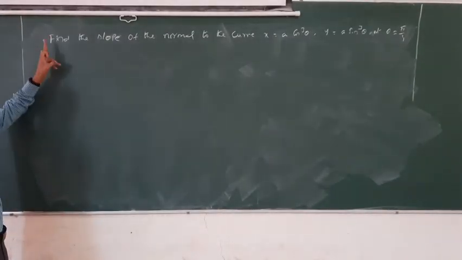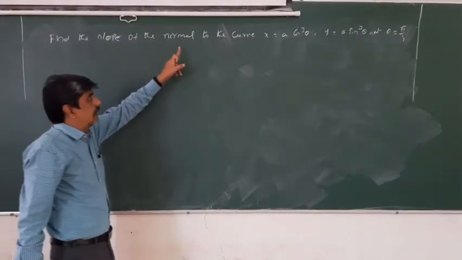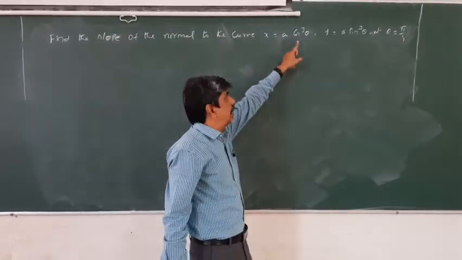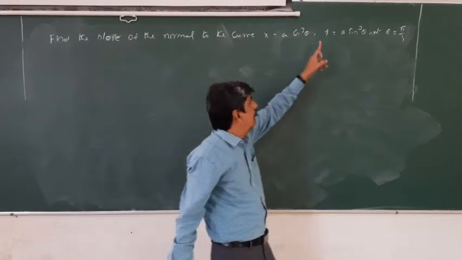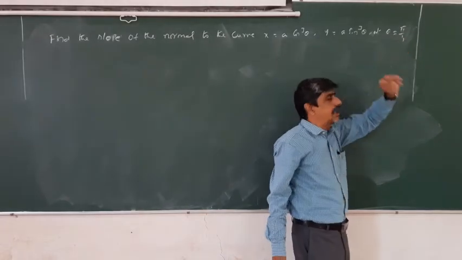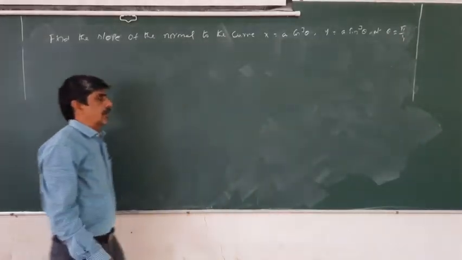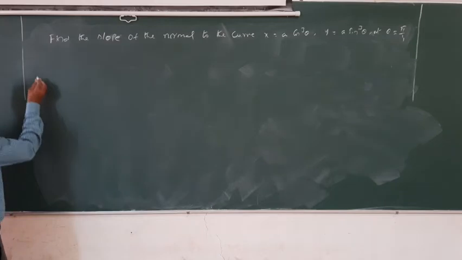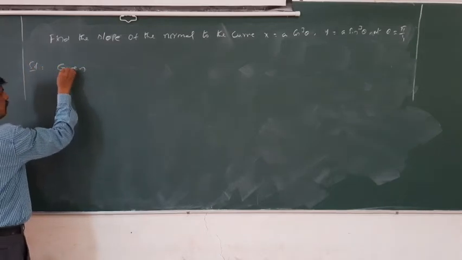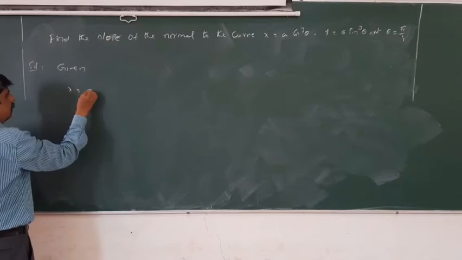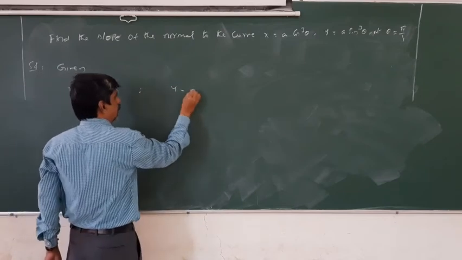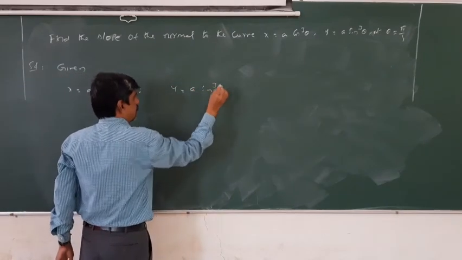Next numerical: find the slope of the normal to the curve x equals a cos cube theta and y equals a sin cube theta at theta equals pi by 4. So, solution of the problem. Given x equals a cos cube theta, y equals a sin cube theta.